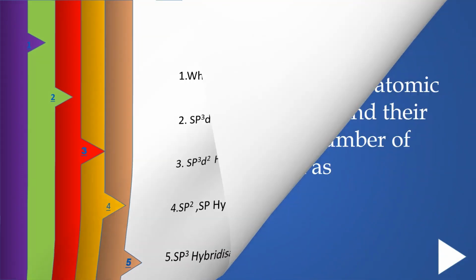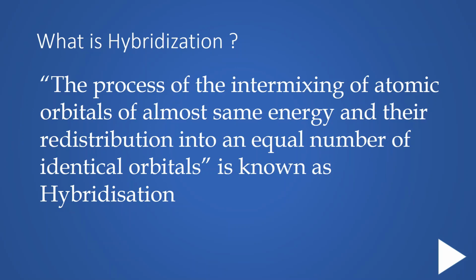Now first one, what is hybridization? The process of the intermixing of atomic orbitals of almost same energy and their redistribution into an equal number of identical orbitals is known as hybridization. In this definition, intermixing of atomic orbitals is very important. Hybridization occurs in one atom.